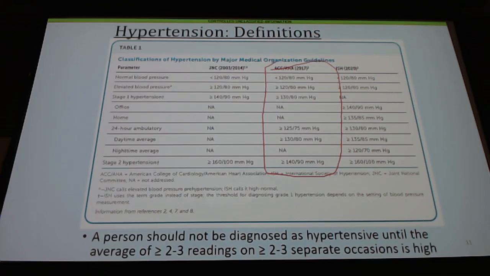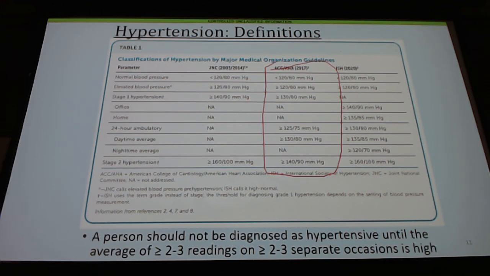I remember when JNC 7 came out, it changed our definition of hypertension, and there are even pockets within the family medicine community that still use the JNC 7, JNC 8 thresholds for treatments, as well as our goals for treating too.